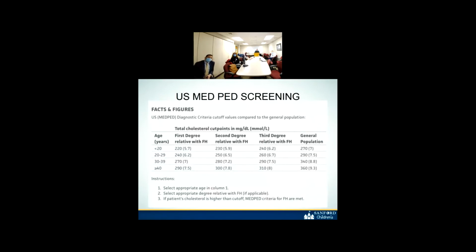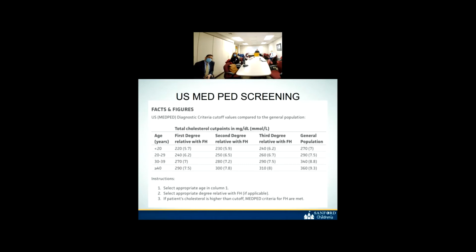Right now, what we're using, which is best for our pediatric patients, is the US MedPed screening tool. And so that focuses on the age of the patient and whether or not a first, second, or third degree relative has qualified or is diagnosed with FH. And so if you look at that first line, if you're less than 20 years of age, which is our patients, and let's say your mom has known FH or cholesterol high enough to qualify for that own diagnosis for her, then your total cholesterol, you'll meet diagnosis if it's above 220.